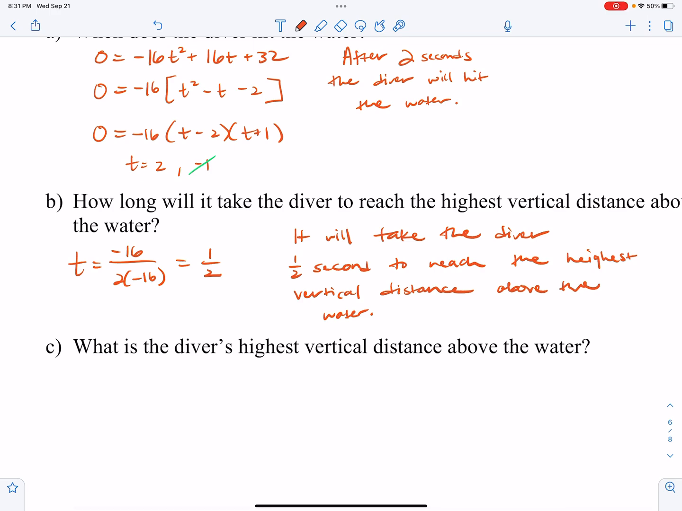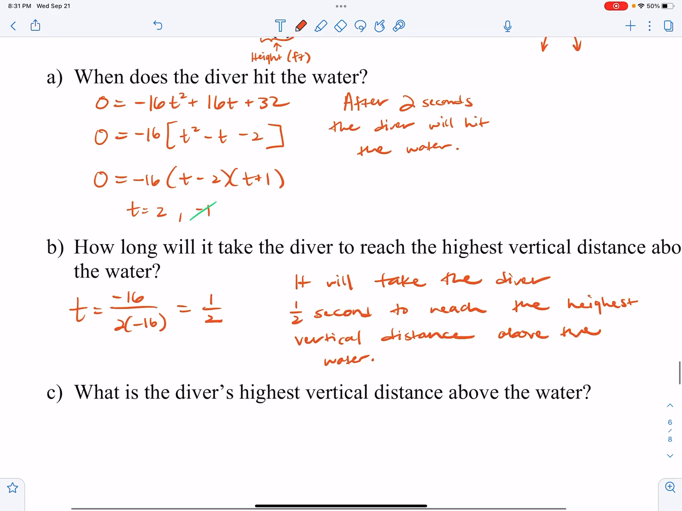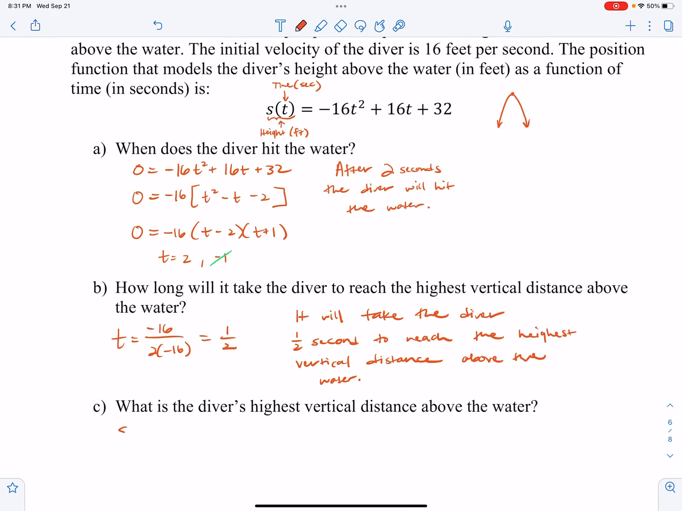What is the diver's highest vertical distance above the water? Well, we would want to find what S of 1/2 is. So I'm going to use my calculator here. So negative 16 times 0.5 squared plus 16 times 0.5 plus 32. I get 36 feet.